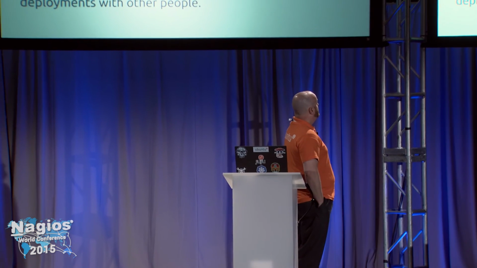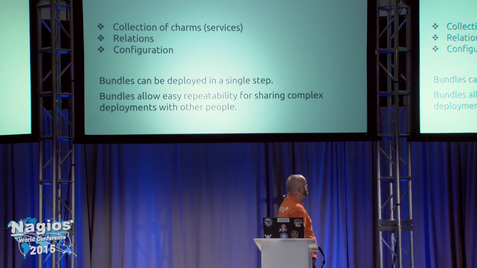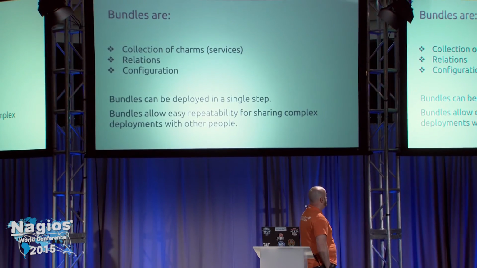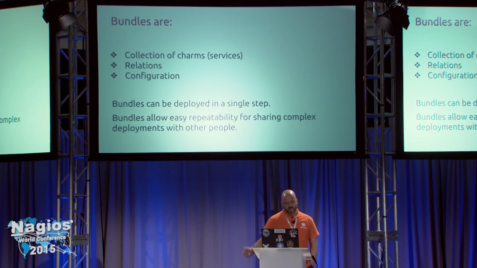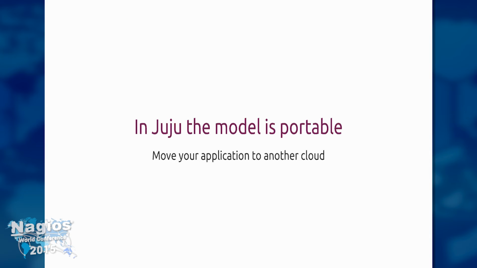As I showed in the demo, that bundle was what we deployed to get that big data solution with those 10 different charms, all of them related to different other services. So bundles are a collection of charms, their relations and configuration, deployed in one step. It allows people to share. I can give a bundle to somebody else, and they can deploy it just as easily as I could.